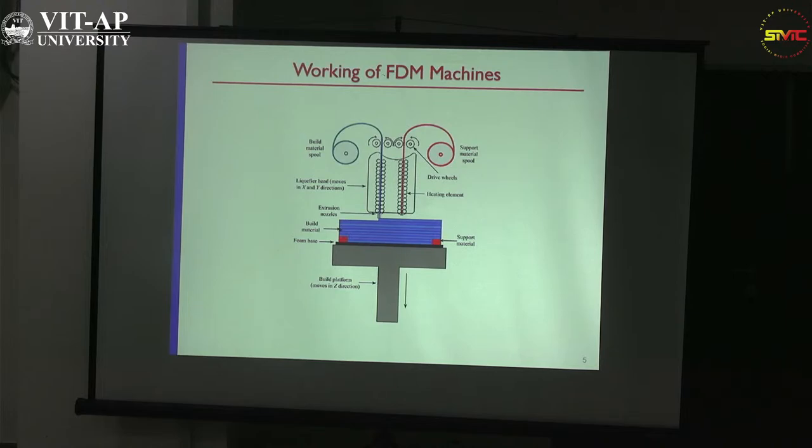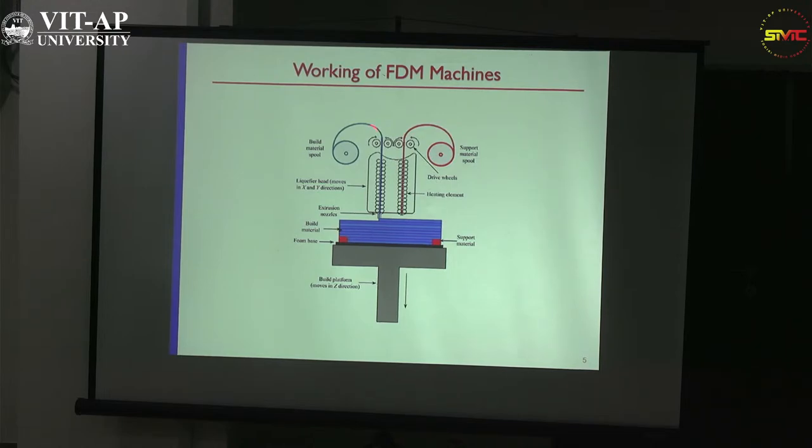One important point I would like to tell you: the material is melted and deposited on a platform. Melting means you are heating above the melting temperature. So the first parameter whenever you are purchasing a material is that you should know on which printer you are going to work and what the maximum nozzle temperature is. It should be higher than the melting temperature of the material. For example, if the maximum nozzle temperature is 200 degrees Celsius and the material you have purchased has a melting temperature of 250 degrees Celsius, then it is useless. You can't perform printing on that machine.